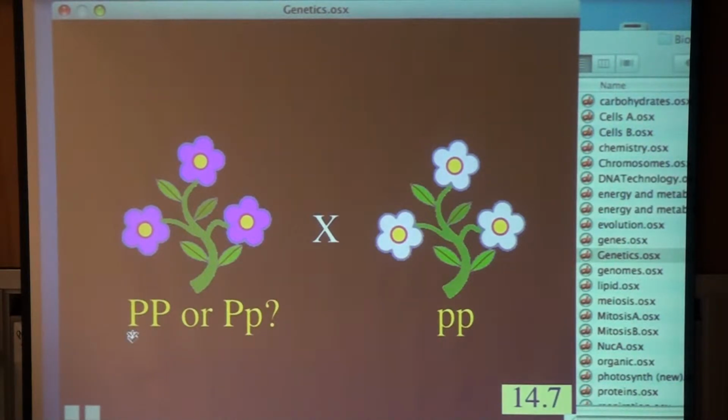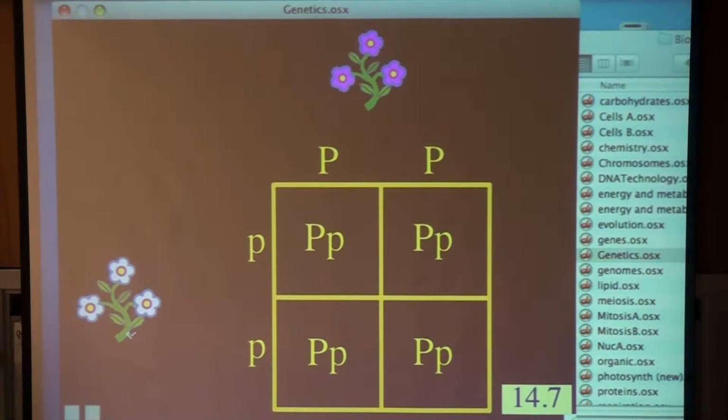Anybody have an answer? You got one, Louis? What do you think? Yes. Of what genotype? Okay, and for the offspring, what was their genotype going to be? Big P, little p, yes. There it is.